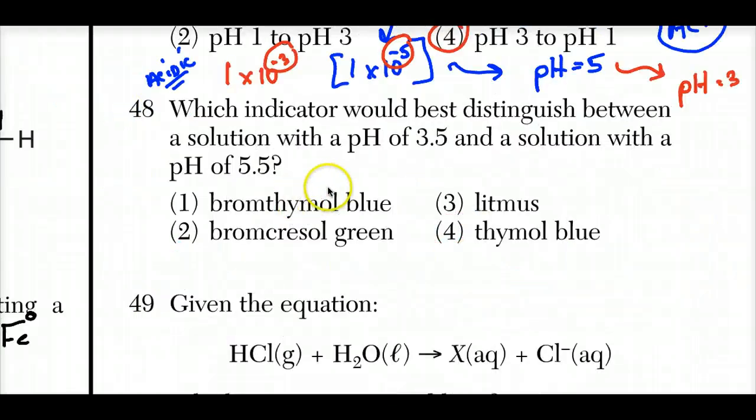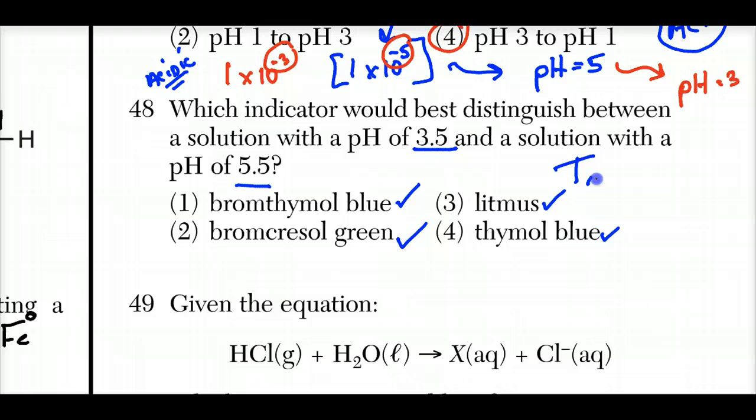Number 48, which indicator would best distinguish between a solution with a pH of 3.5 and a solution with 5.5? Okay, so I'm looking for a chemical indicator, which is a weak acid-base pair that changes color at different pHs. I want to distinguish between 3.5 and 5.5. They should be 2 different colors. So which indicators have a distinct color change between these 2 pHs?